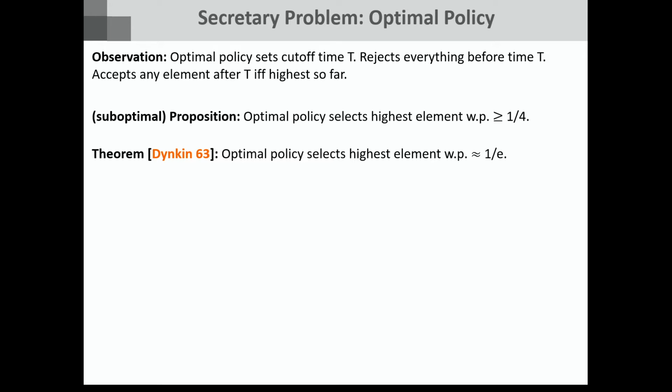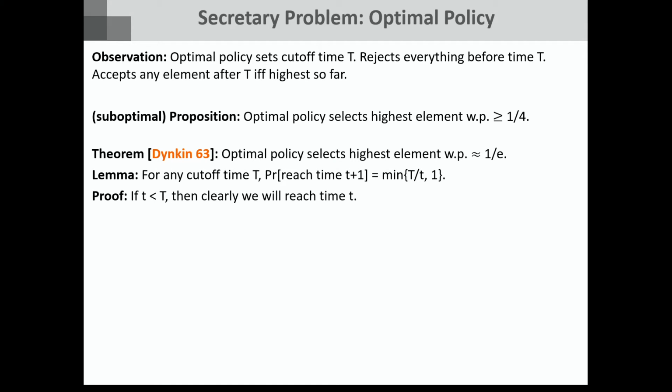Okay, so let me prove this. And there's going to be one lemma and one corollary of this lemma. Okay, so what we'd like to do is figure out first, for any time step little t, what is the probability that we have not accepted something before we reach time step little t? Okay, and I'm claiming that if we use cutoff big T, this is exactly the probability. It's the min of our cutoff over t and 1. Okay, so let's prove this.